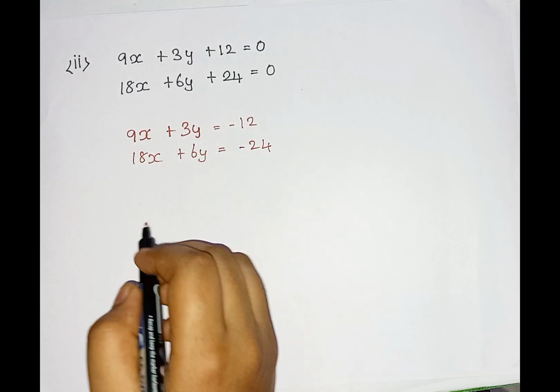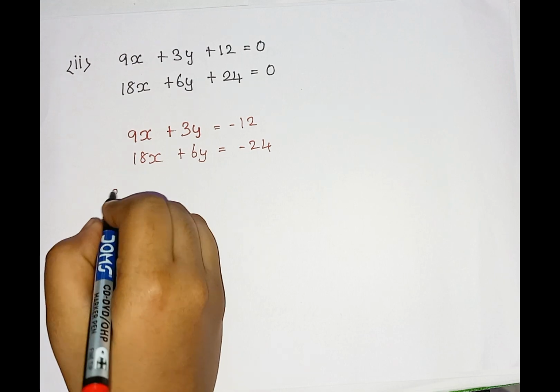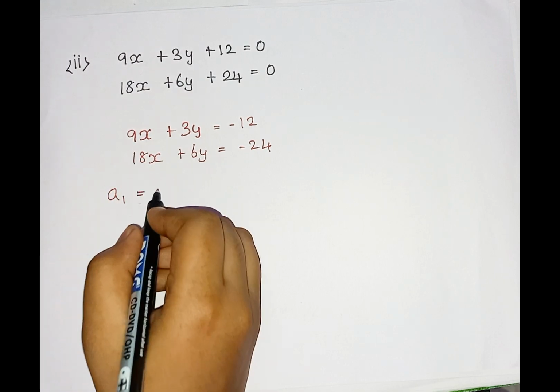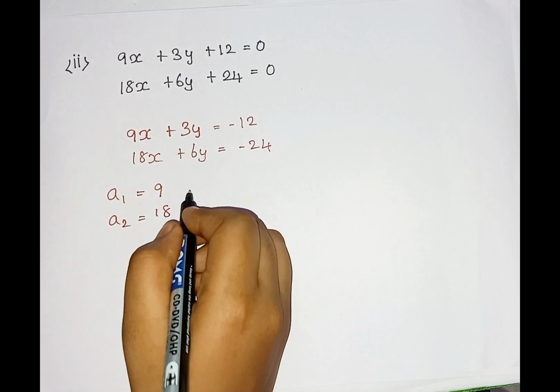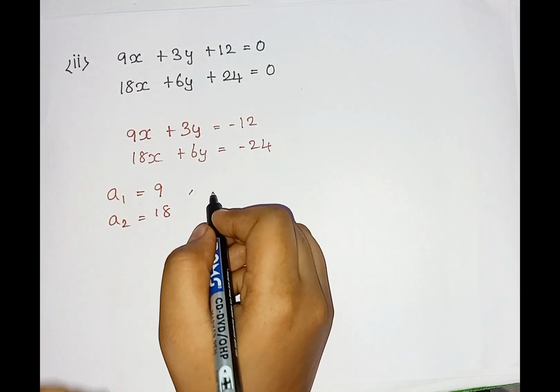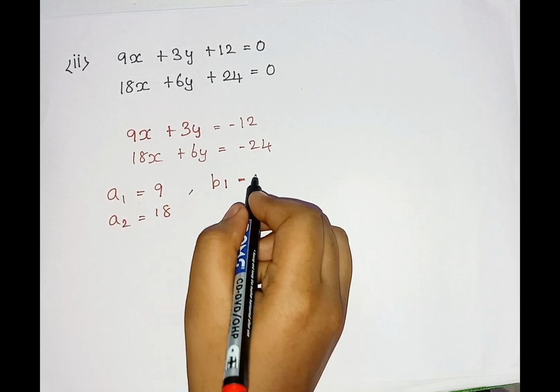Okay, so now we are supposed to write the a1 value. So a1 value, that is 9, and the a2 value is 18, and then if you want you can write it like this. Okay, for your understanding only I am writing. So b1 value here it is 3.